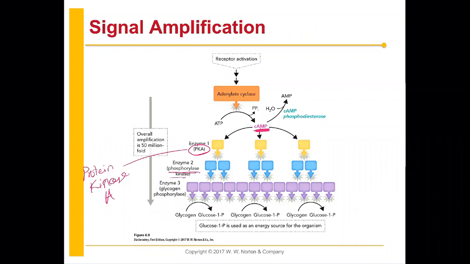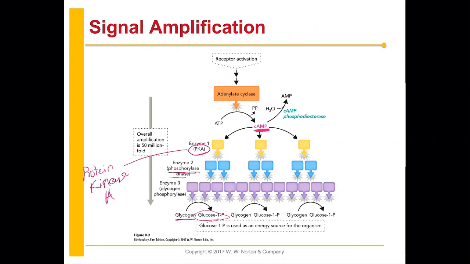So that enzyme 2, phosphorylase kinase, can go in and activate a third one, glycogen phosphorylase. It activates glycogen phosphorylase, and this enzyme, enzyme 3, is responsible for the phosphorolysis reaction that releases glucose from glycogen. So we have glycogen and we convert it to glucose. Each step is an amplification of our original signal.